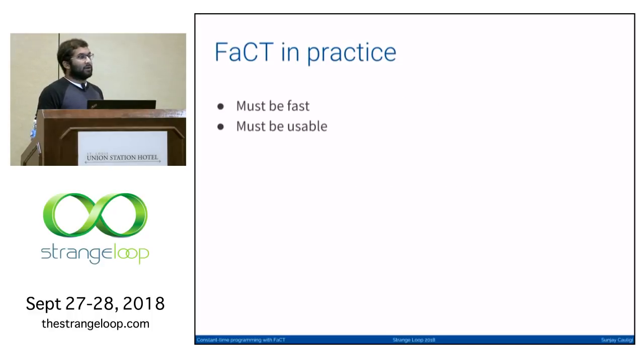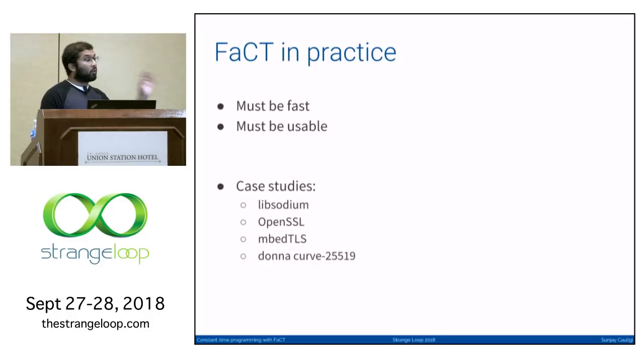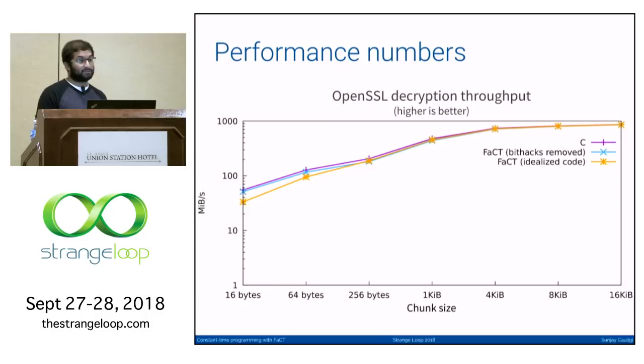So I've been telling you all about how FaCT is super great in theory, but how is it actually in the real world? It must be efficient, especially since we're talking about cryptographic code, and it has to be actually usable, since I've been harping about how conventional constant time programming is not very usable. So we've ported code from several major cryptographic libraries, and we've also conducted a user study. I'll share some of the results here.